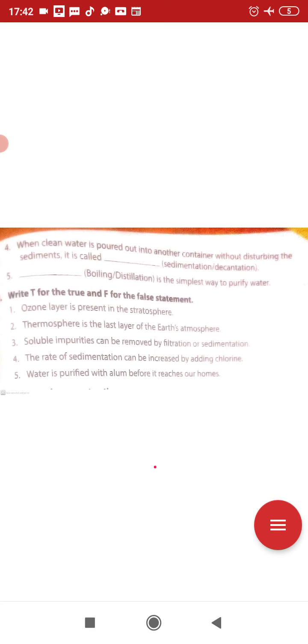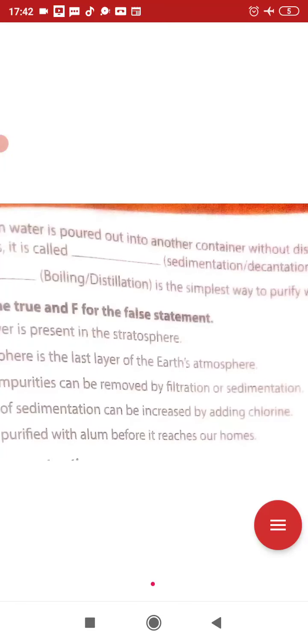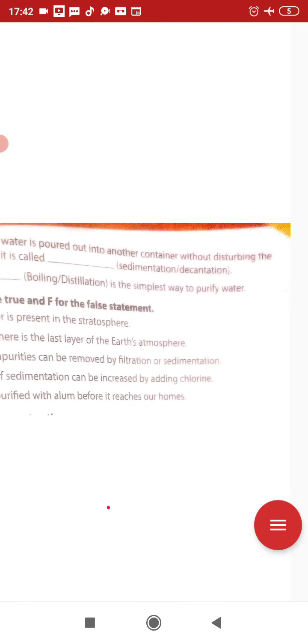And here the question is, when clear water is poured out into another container without disturbing the sediments, it is called decantation. So decantation, that is the process. When we pour the clear water slowly into a separate container without disturbing the sediments, this process is called decantation. So decantation is the correct answer.